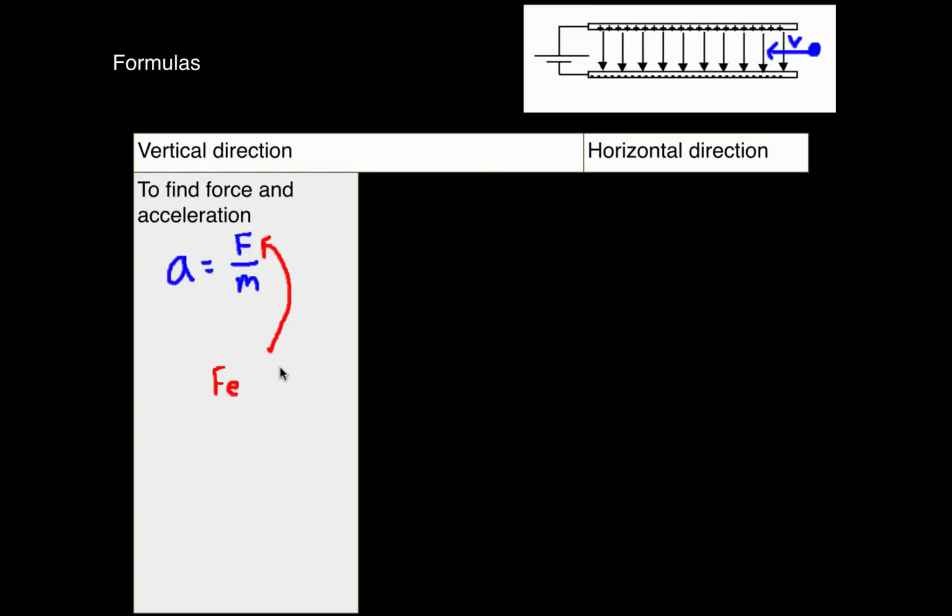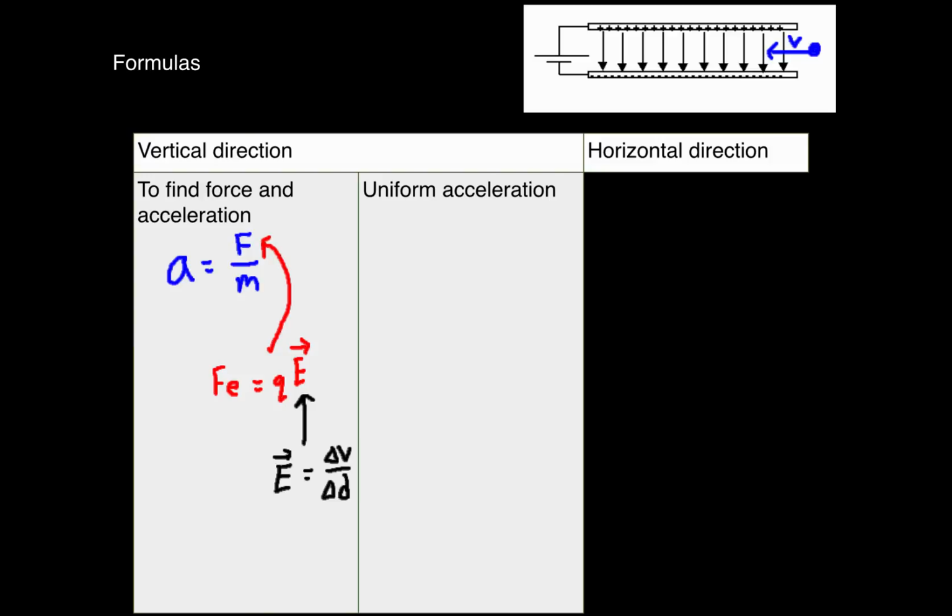And the electrostatic force can be calculated using the charge of the particle multiplied by the magnitude of the electric field between the plates. The electric field between the plates can be found using the parallel plate formula, which is the change in voltage divided by the plate separation distance. Once you have the acceleration, you can use the 5 uniform acceleration equations to calculate other quantities. A equals Vf minus Vi over t. D equals VIT plus 1/2 AT squared.